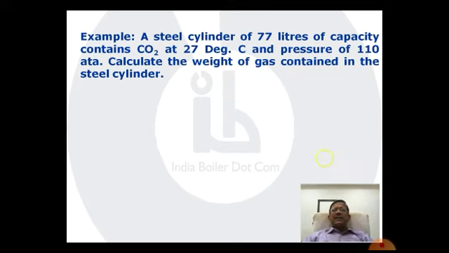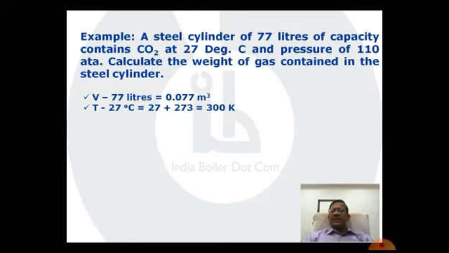A steel cylinder of 77 liters of capacity contains CO2 at 27 degrees centigrade. Pressure is 110 atmosphere. Calculate the weight of the gas, the mass of the gas, you can say, contained in that steel cylinder. Okay, now what is given here? They have given the volume, of course, in liters, and we know that 1000 liters is 1 meter cube, therefore 77 liters will become 0.077 meter cube. They have also given you the temperature, 27 degrees centigrade.